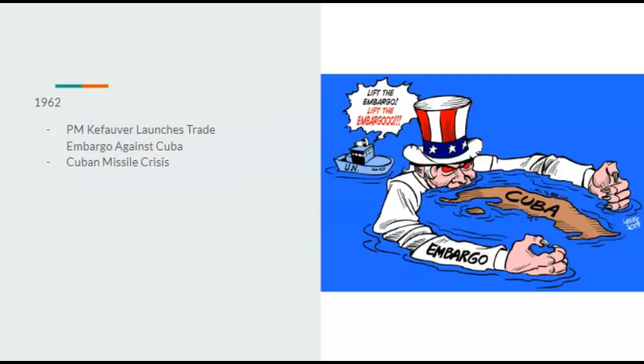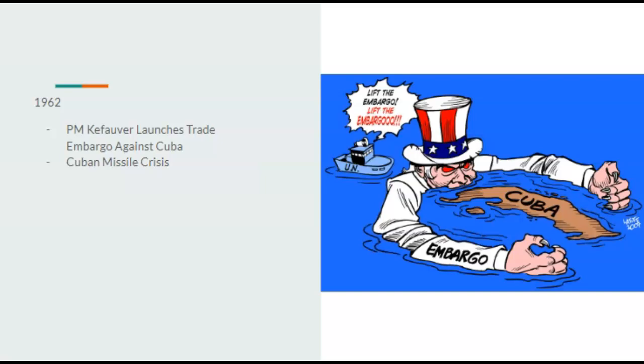Heading into 1962, we do have Kefauver launching a trade embargo against Cuba. That still occurs. Also, the Cuban Missile Crisis would still happen. Now, the thing with Kefauver and the Cuban Missile Crisis, we'll probably see Kefauver do everything he can to diplomatically get the situation under control. Unlike Kennedy, he would be a lot more open to the public about what is going on, in a way that would not cause panic. Kennedy spoke about it, but he didn't speak about it in a way that gave us a lot of details, right? At least that's what I'm remembering.